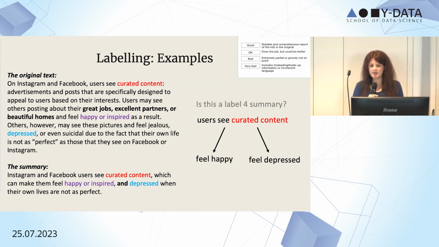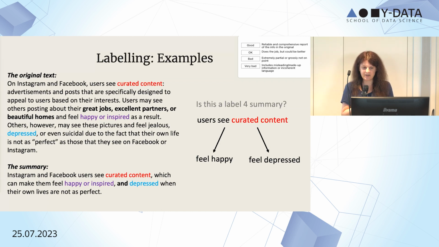Why could this summary possibly have been labeled with 4? Maybe because in the summary it's not written what content exactly people see, and it's highlighted in bold in the text. Like it's great jobs, excellent partners, or beautiful homes. It's one of the possibilities. Another possibility is that in the summary there is written that people feel happy or inspired and depressed.